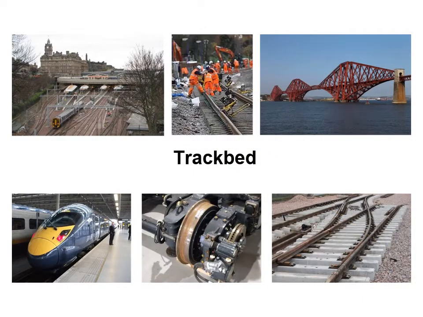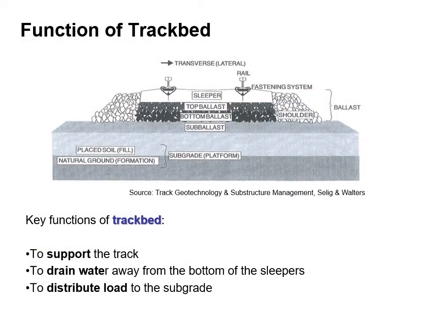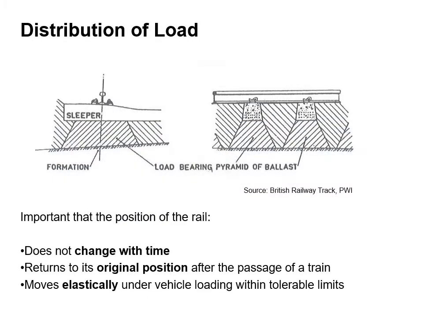So let's now have a look at the track bed in more detail. The key functions of the track bed are to support the track, to allow water to drain from underneath the sleepers, and to also distribute the load to the subgrade. It's important that the position of the rail does not change with time. It must also return to its original position after the passage of a train. It must move elastically under vehicle loading within tolerable limits.